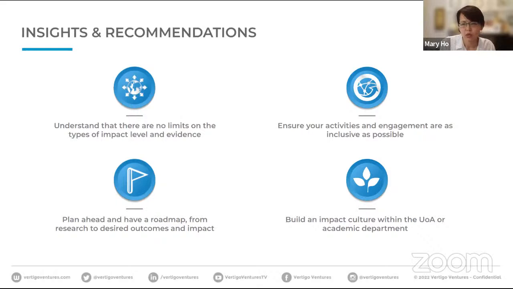The last point we want to make here is that building an impact culture within the university or academic department is important. There is an urgency for all universities to build an impact culture, a community of academics who have the capacity to use their research to benefit society, the environment, and also their users and beneficiaries. Senior management in universities should try to provide resources and value impact and foster impact culture, taking care to consider both bottom-up and top-down approaches.